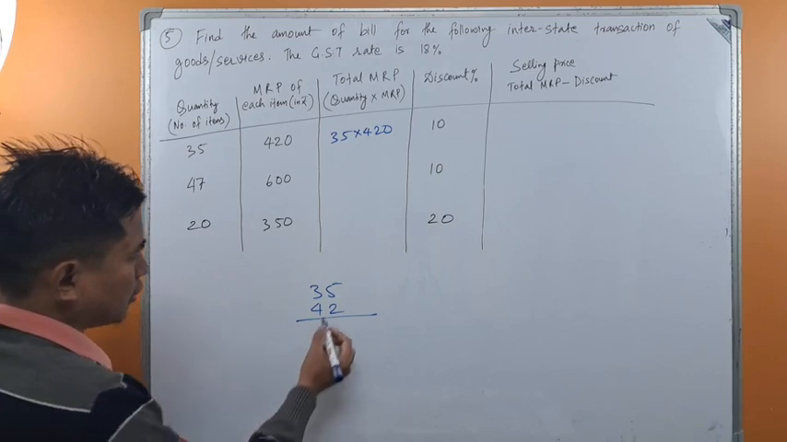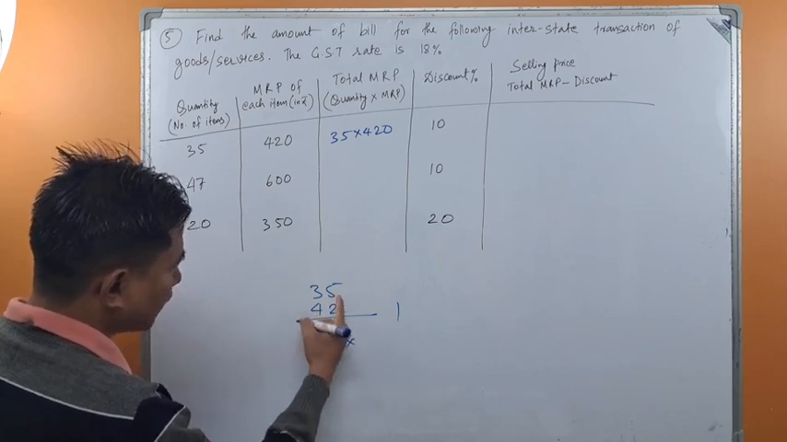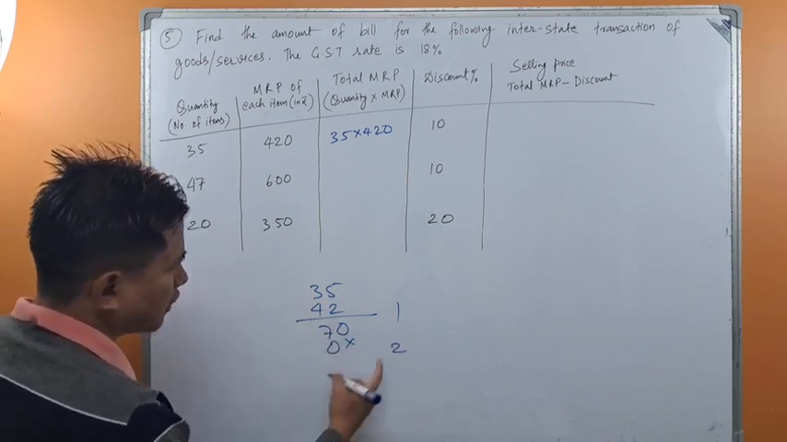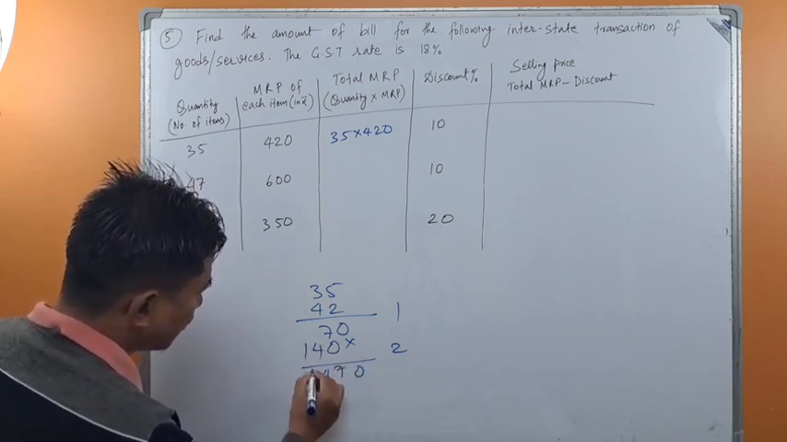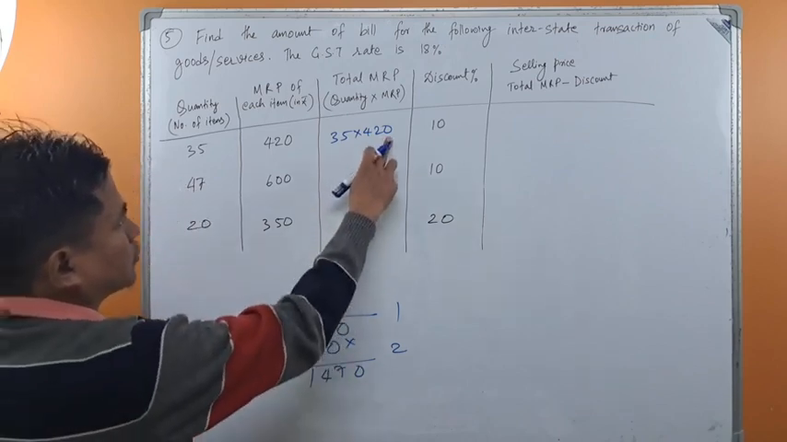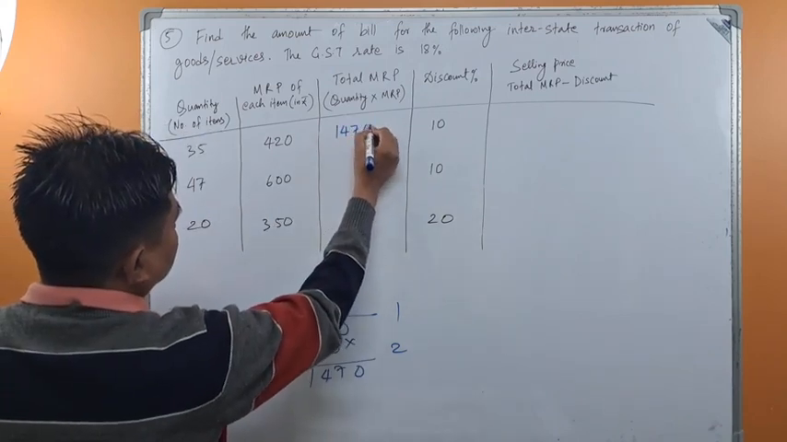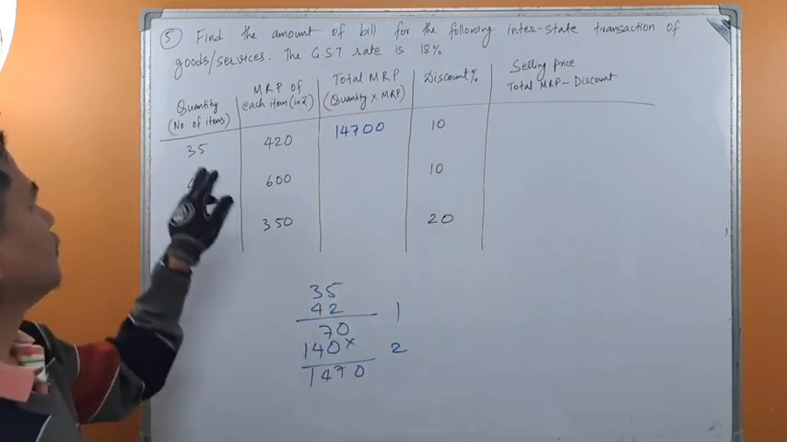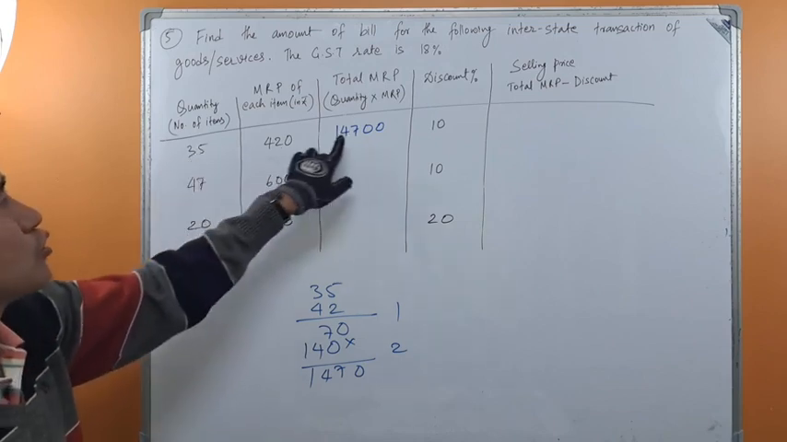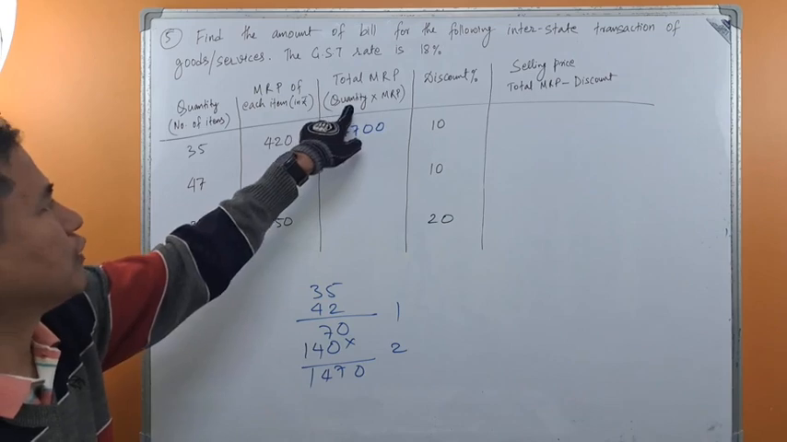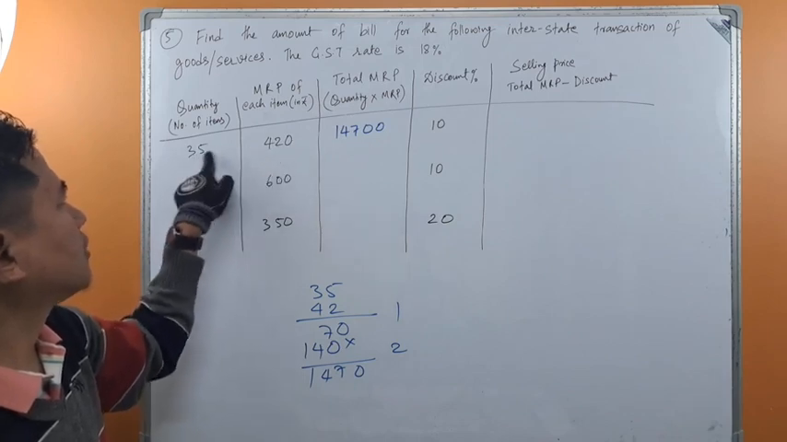Let's multiply this. 2 5s are 10. 1 in hand. 2 3s are 6 plus 1 is 7. 4 5s are 20, 0. 2 in hand. 4 6s are 12. 12 plus 2 is 14. This 0 we will write here, 7 4 1. 1 4 7 0. Now we have this 0 also, so 1470, and this 0 we will write here. So if the MRP of each item is 420 and the number of items is 35, the total MRP will be quantity into MRP. When we multiply these two numbers, we will get this.